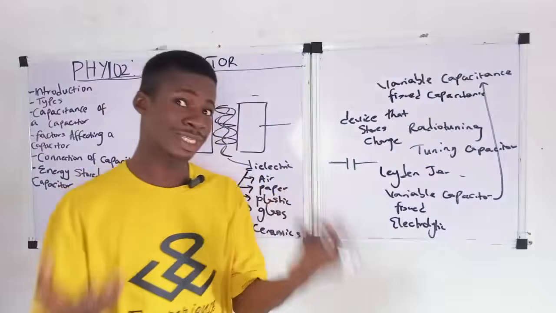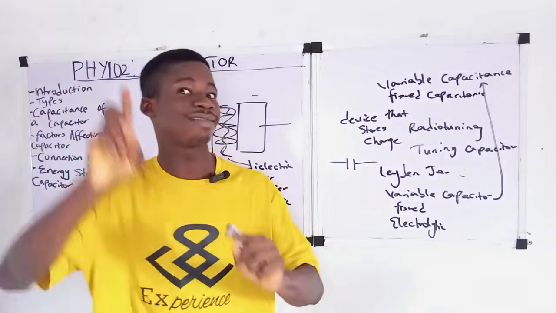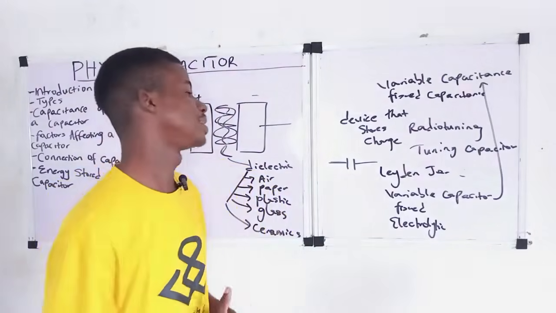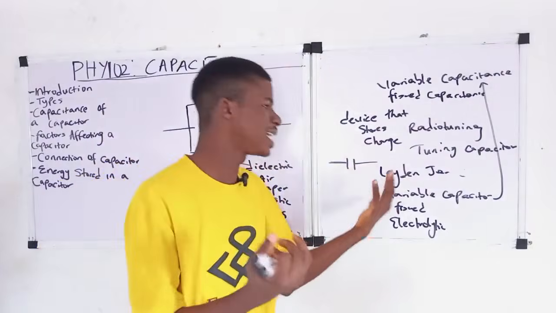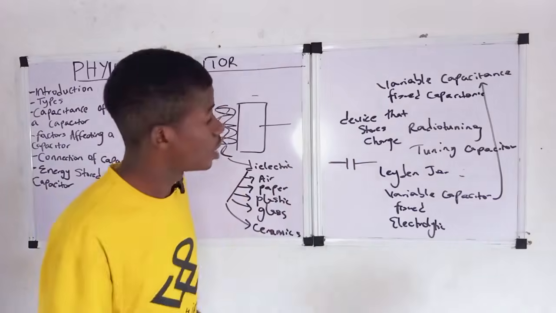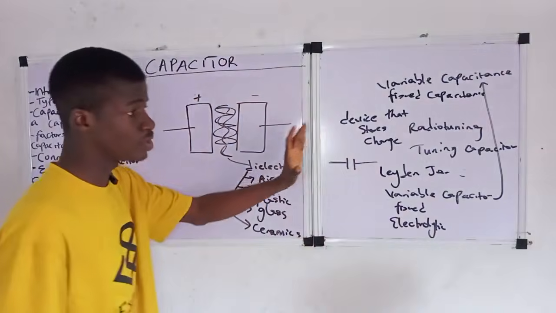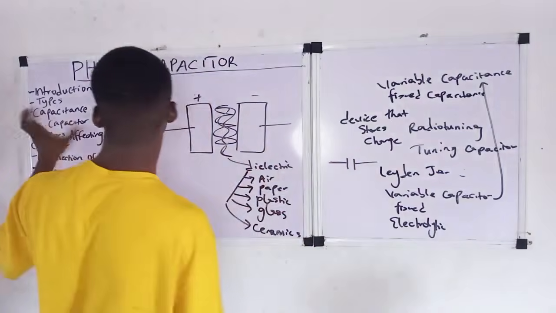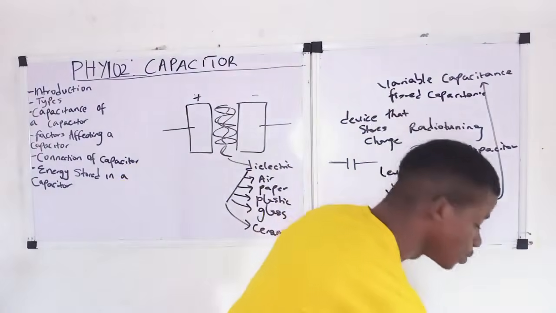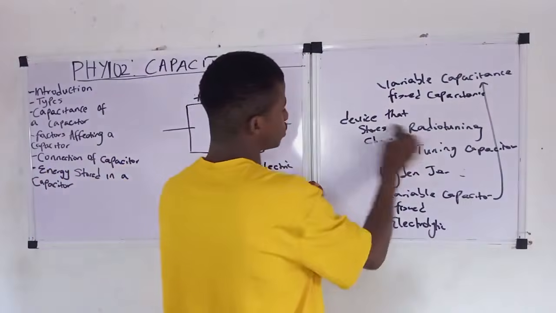Then electrolytic capacitors. The important thing you need to know under electrolytic capacitors is that they have the largest capacitance, a very large capacitance. Then the Leyden jar: this capacitor is made up of an outer and inner coat and a metallic rod. So that is all you need to know about the different types of capacitors.